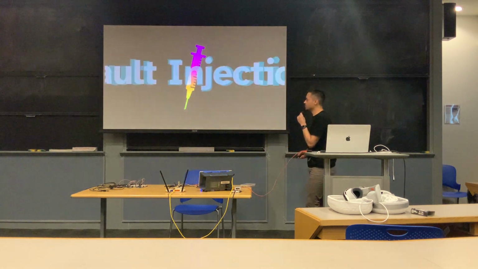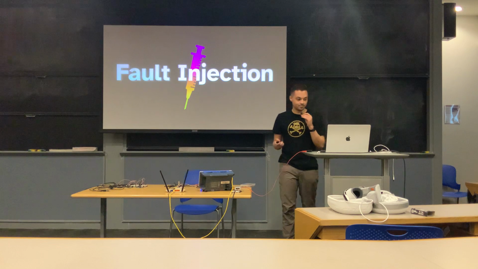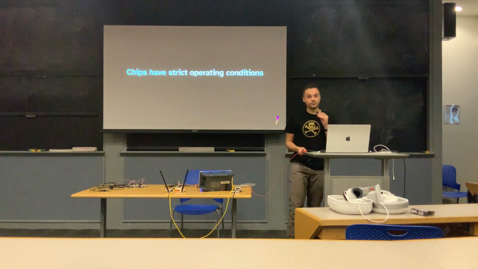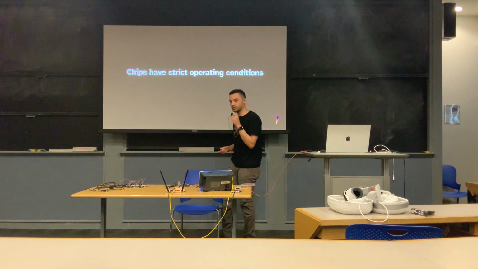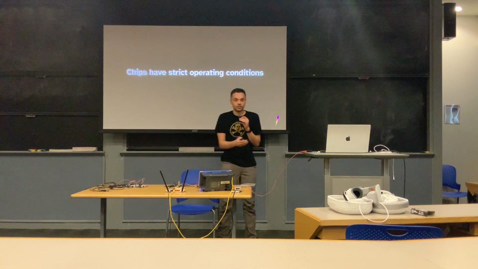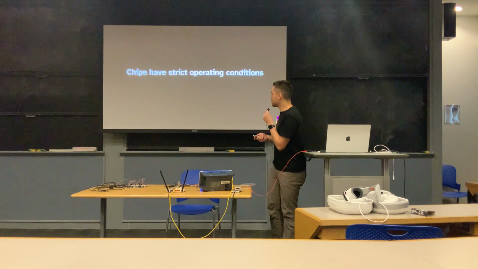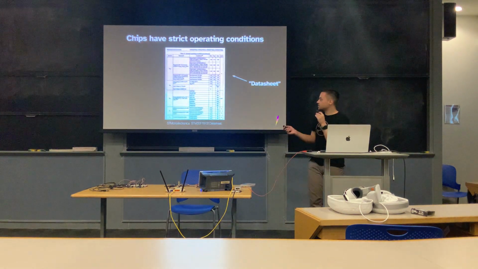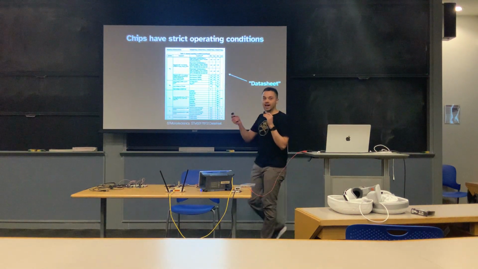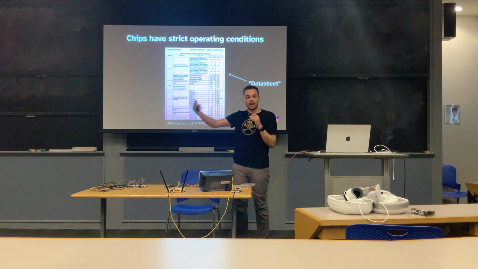So this is one of my personal favorite attacks. It's actually really, really cool. So the idea behind fault injection is that chips have very strict operating conditions. So if you've ever done PCB design or made a PCB for some chip, you'll know that they have these really, really annoying things called data sheets. And so the data sheet is going to tell you exactly what operating conditions the chip is designed to handle.